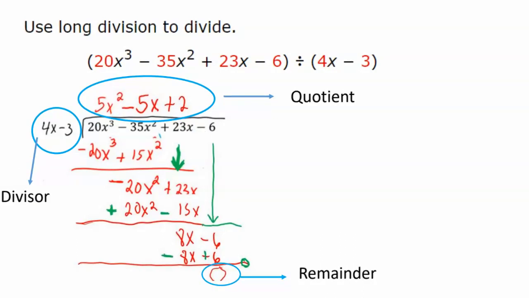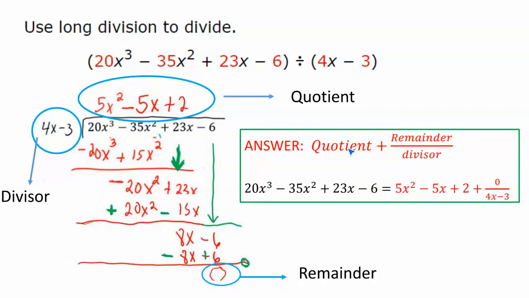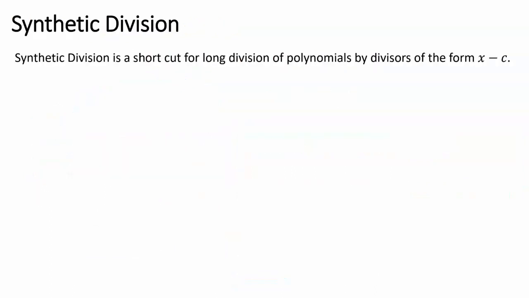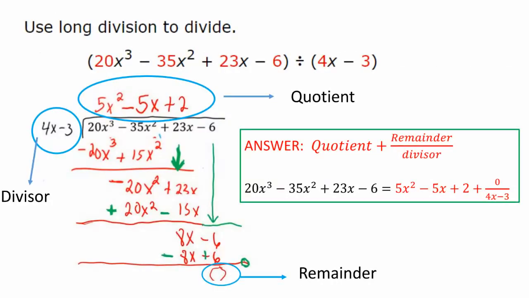When you write your answer, we want to write it as the quotient plus the remainder divided by the divisor. So in this case, we have our quotient, 5x squared minus 5x plus 2, plus my remainder, which is 0, divided by 4x minus 3, which is really 0 again here. But I wrote it this way because sometimes you will get a remainder other than 0.